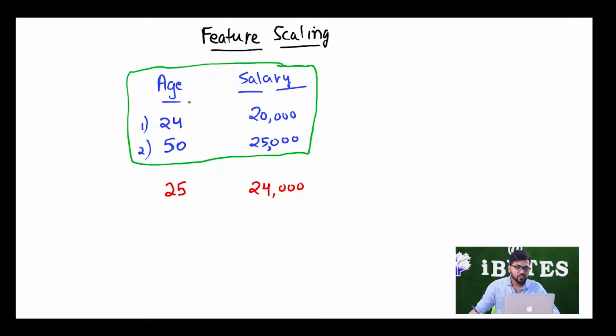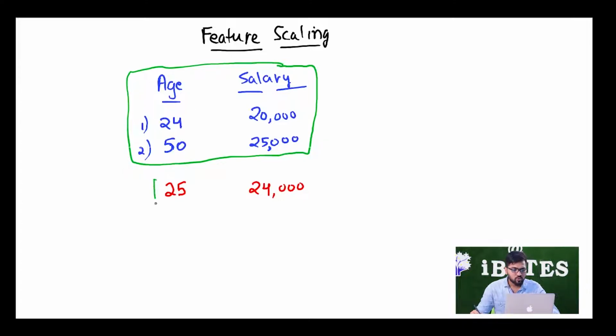Let's say I have just 2 points in my data set. I am just taking 2 points for simplicity's sake. My first data point is a person who is 24 years old and his salary is rupees 20,000 per month. And my second data point is a person whose age is 50 years and his salary is 25,000 per month.